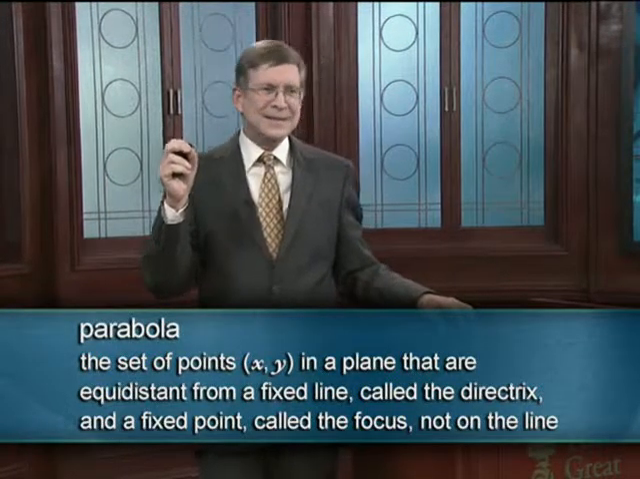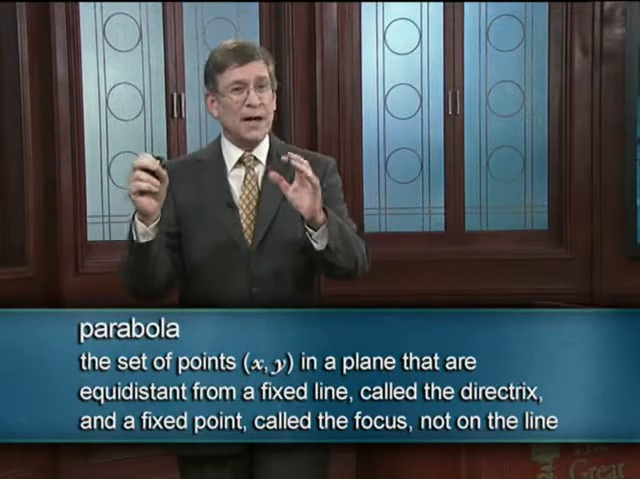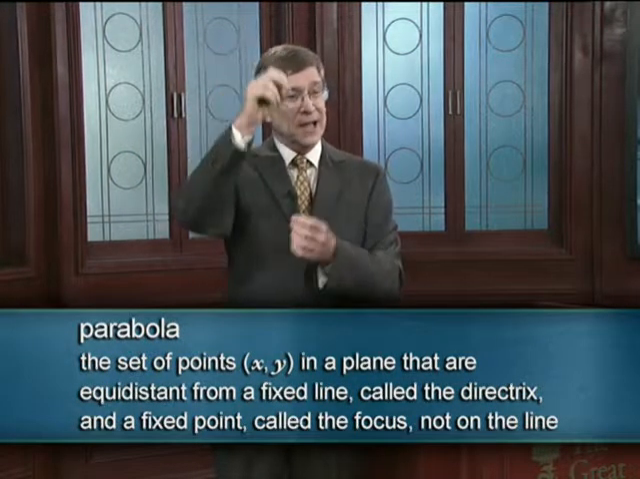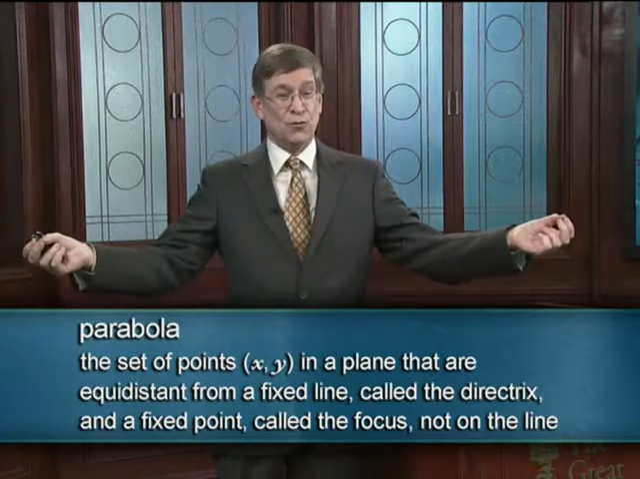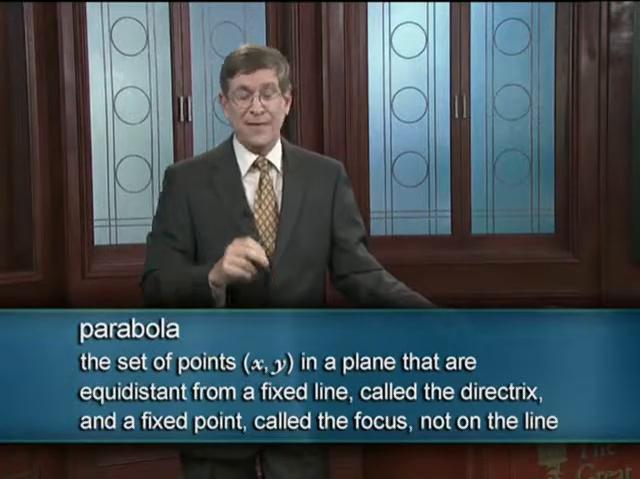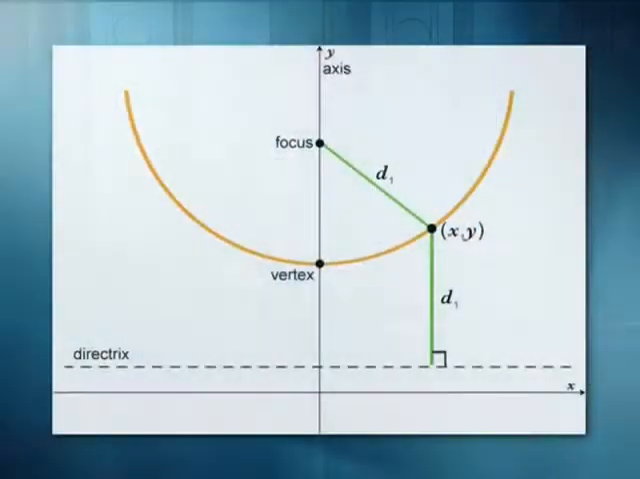So here we go. Here's the official definition of a parabola. A parabola is the set of points (x, y) in the plane that are equidistant from a fixed line, and that line is called the directrix, and a fixed point called the focus. And that focus is not on the directrix. So it's equidistant from a line and a single point, the focus. Here's a picture of what I'm talking about.